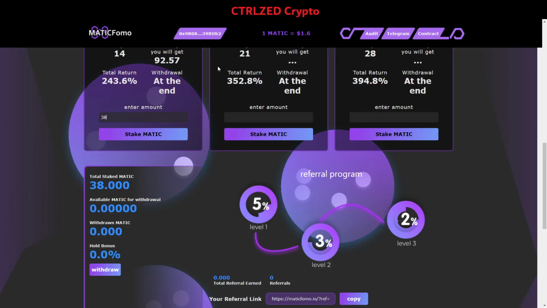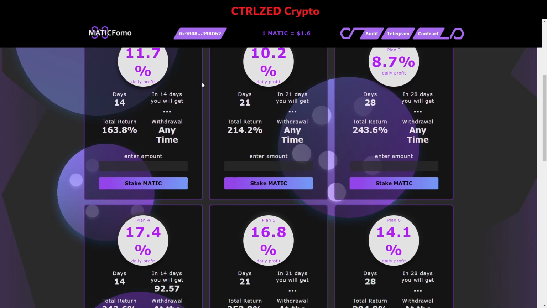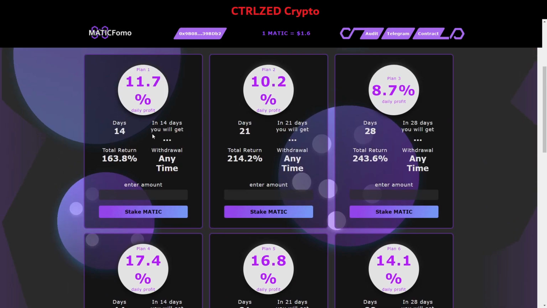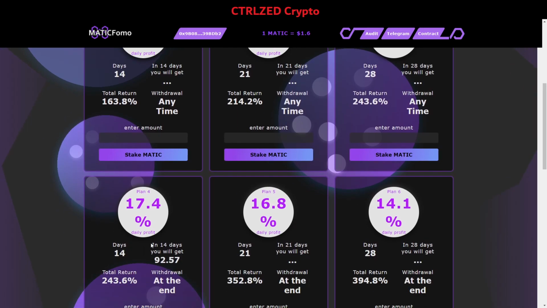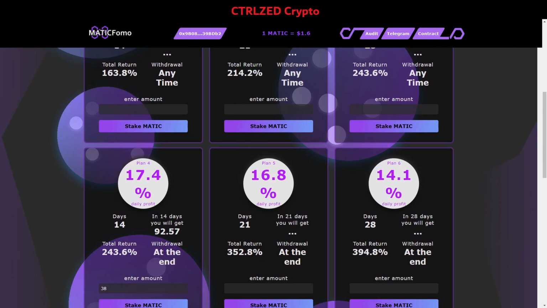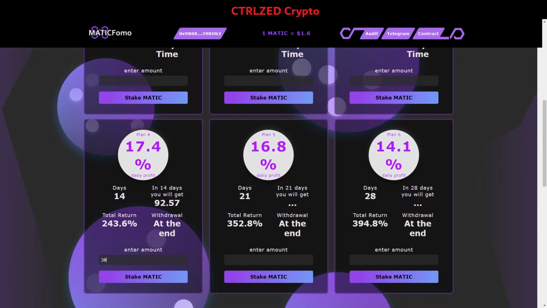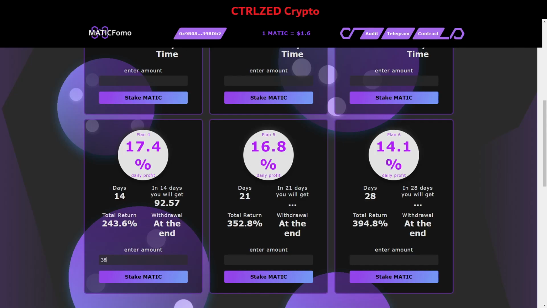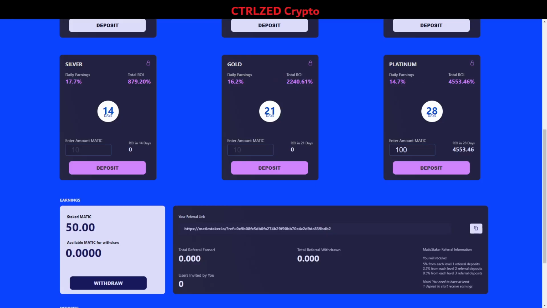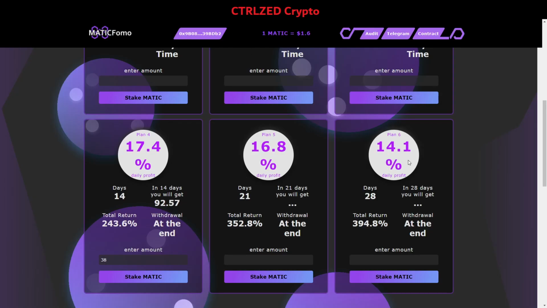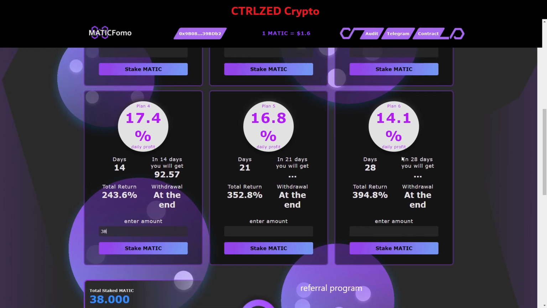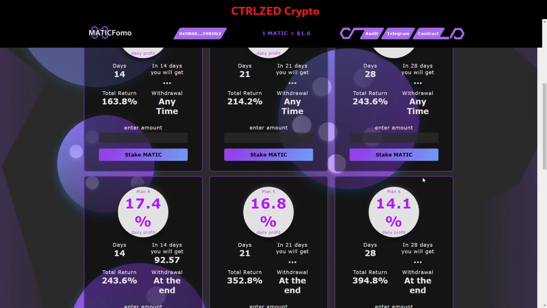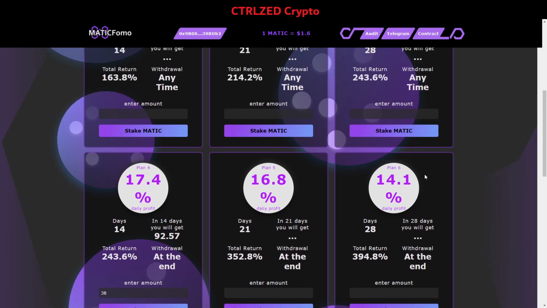Next one I have is Maticfomo. This is quite similar to Maticstaker in terms of the way it works. You essentially put money in and you hold it for a certain number of days, and after the end of the period, you get a payout. So I think you look at the daily earnings here, 17.7%, 17.4%. They're very similar, 14%. They're very similar to Maticstaker. So I'd say that you're looking at a similar kind of risk profile as Maticstaker as well.